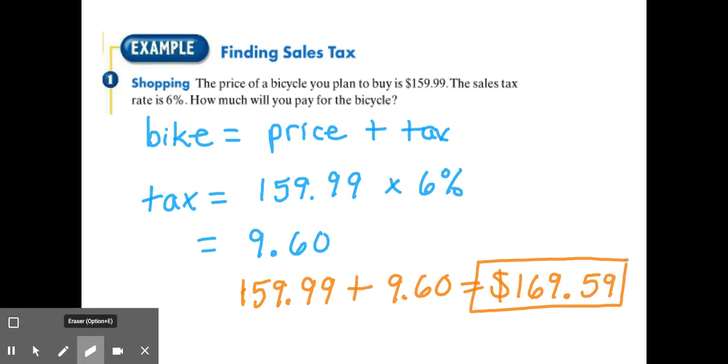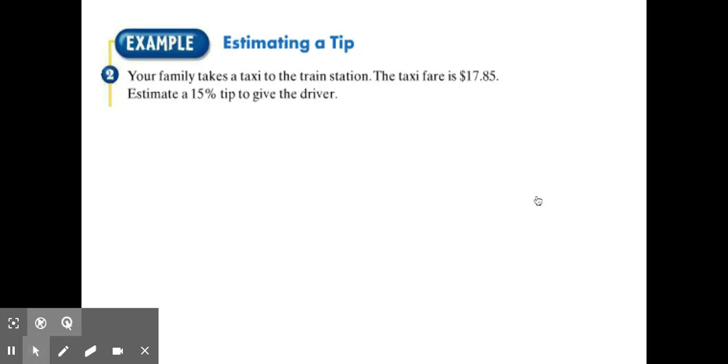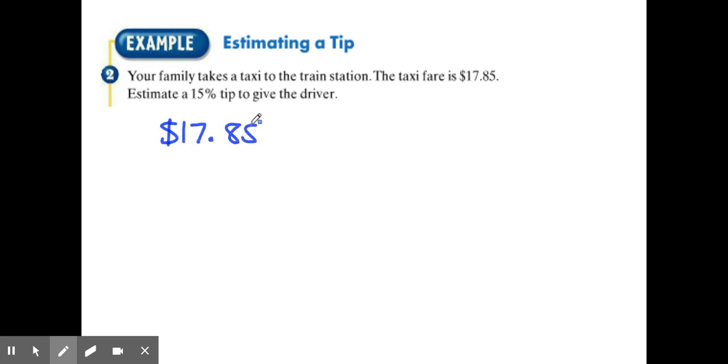Okay, example 2, estimating a tip. When you go to a restaurant or you are riding in a taxi or doing something where you're going to tip someone, the tip doesn't have to be an exact number. An estimate is just fine. So my taxi fare is $17.85. I want to give a 15% tip. So I'm going to round the $17.85 to something easier to work with. In this case, I'm going to round it to $18.